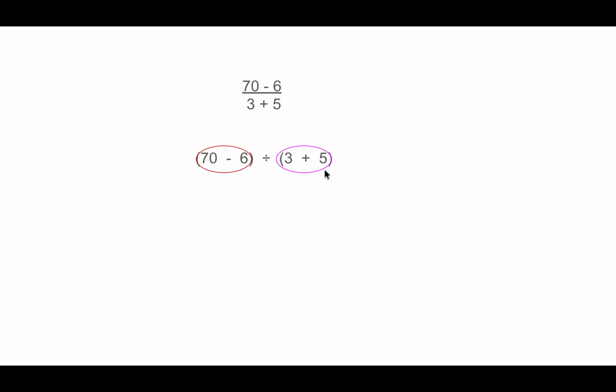So we're going to circle that one in pink, the 3 plus 5. But notice that the dividing sign is not a plus or a minus. So the whole thing is then circled, and I used blue. Now let's simplify from the inside out. We'll start with the red one.